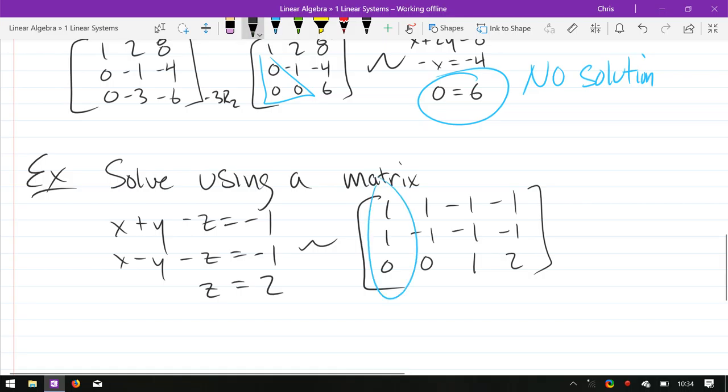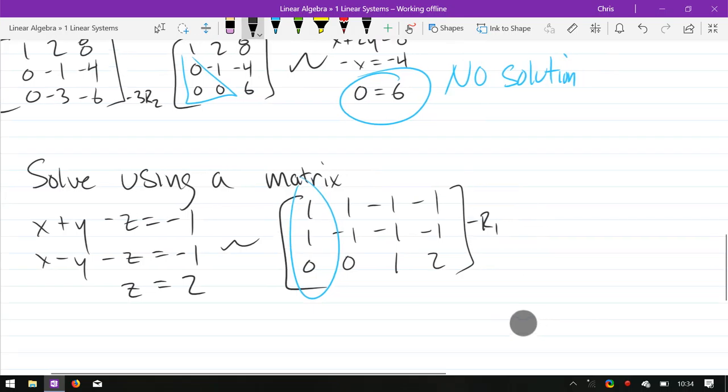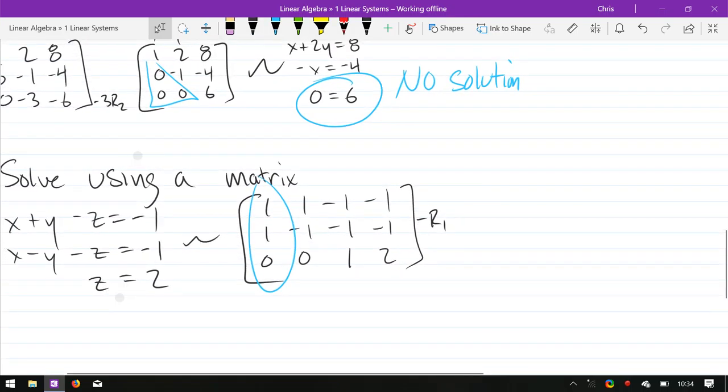So yep, take negative row 1 and add to row 2. So we're just doing row 2 minus row 1. That'll turn our second one into a 0.